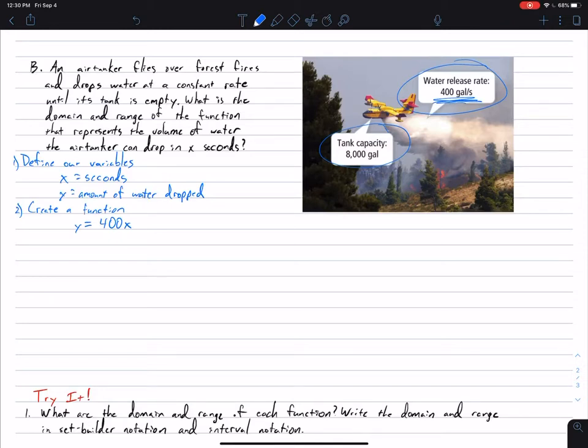Okay, so we have our function. So let's look at domain and range now. Let's start with domain. Our domain, what can X be? What can the seconds be? Well, we can't have negative seconds, right? So our minimum seconds would be 0. And what about our maximum seconds?